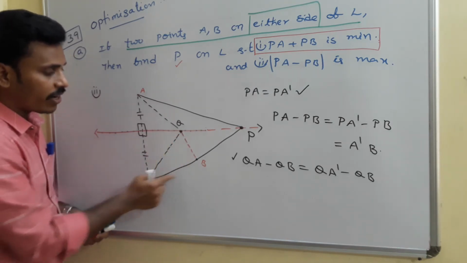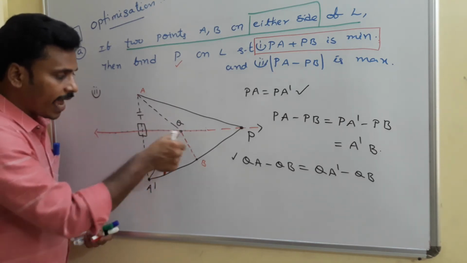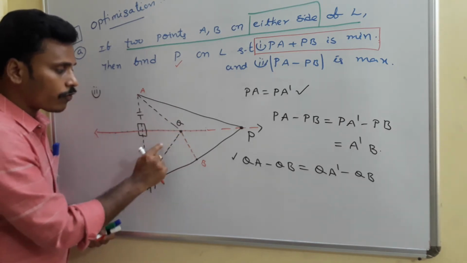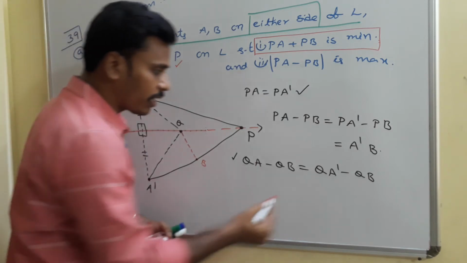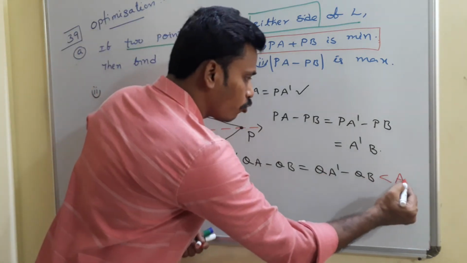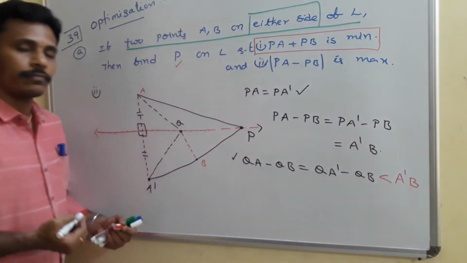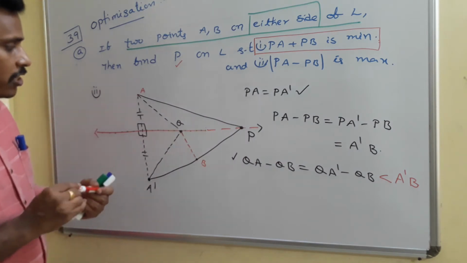Now here I have a triangle. In this triangle, QA dash and QB are two sides. The difference of two sides is always less than the third side. So QA dash minus QB is less than A dash B. Here I need to mention two points.